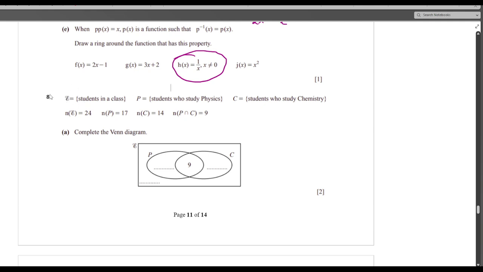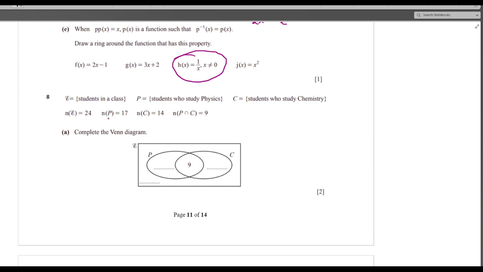Now eighth problem. You have universal set of students in class. You have set P as students who study physics, C students who study chemistry, and you have given total number in the universal set as 24. Number of students studying physics is 17. Number of students studying chemistry is 14, and a number of students who study both physics and chemistry is 9. Complete the Venn diagram. So 9 already given here.